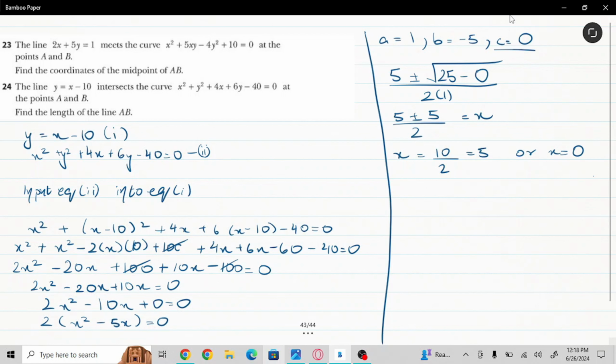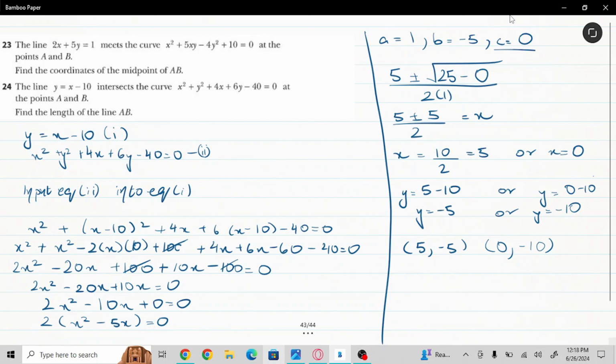So we have two values of x and we have to find the corresponding y value. So y is equal to, well, we found out y is equal to x minus 10, so 5 minus 10, or y is equal to 0 minus 10. So y is equal to minus 5 or y is equal to minus 10. And that's it. Let's write the coordinates down: 5 and negative 5, and the other coordinate is 0 and negative 10. And that's it. This is the coordinate.